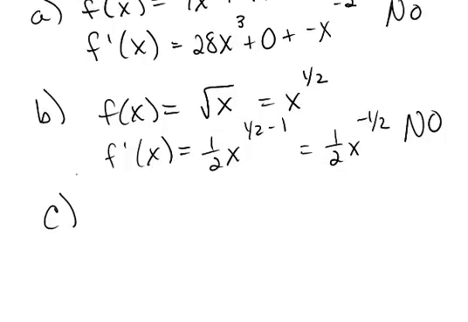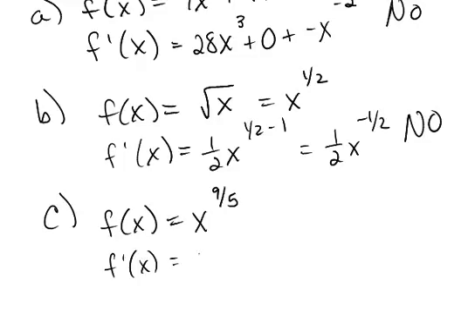Let's see about C. F of x equals x to the 9/5. All right, well, the first derivative is 9/5 x to the 9/5 minus 1, which is 4/5. And then it's going to be 4/5 minus 1, which is going to be -1/5. And then -1/5 minus 1, which is going to be -6/5. So this one's a no also.